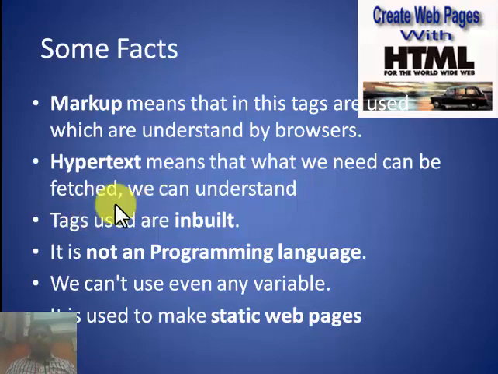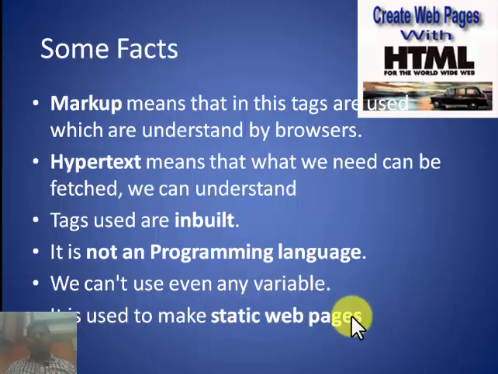The tags which we will use here are inbuilt. We cannot create our own new tags. All the tags have their own meaning and they will behave in that particular way. HTML is not a programming language. We cannot declare any variable, we cannot make loops, we cannot do anything. We can't even declare any variable.